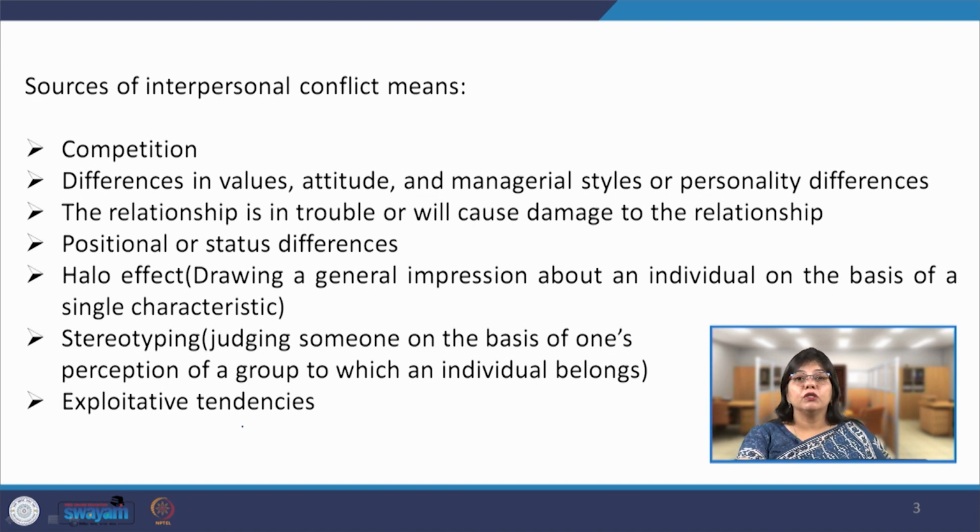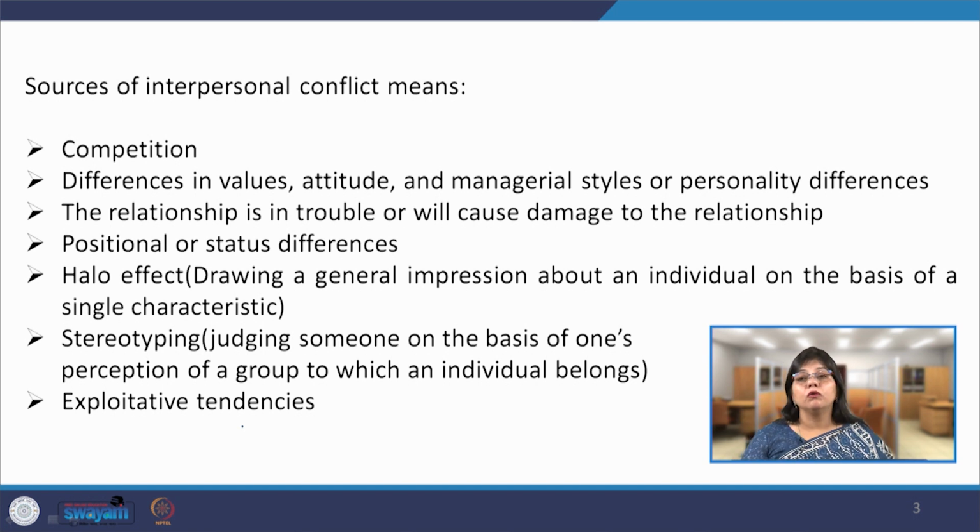The other is positional or status differences. That means in any organization, whenever authority or members are placed in a hierarchy, there can be a difference of opinion, or a more authoritative working style within that organization, that can create a sort of rift or conflict between the higher authority and the members. This is positional or status differences.